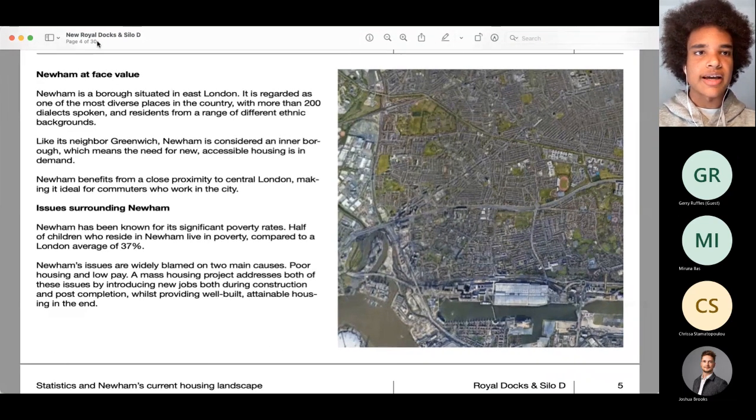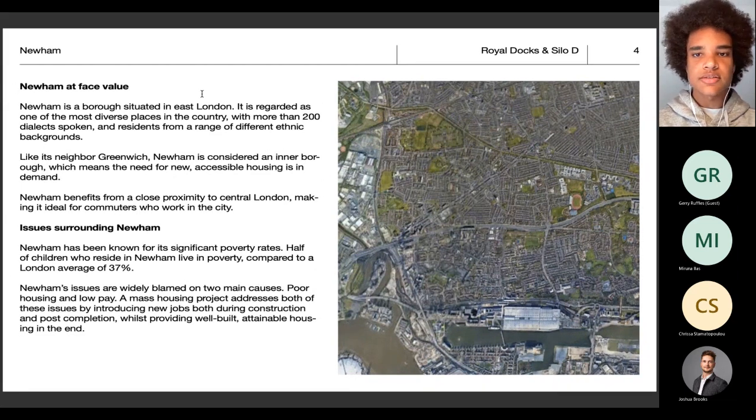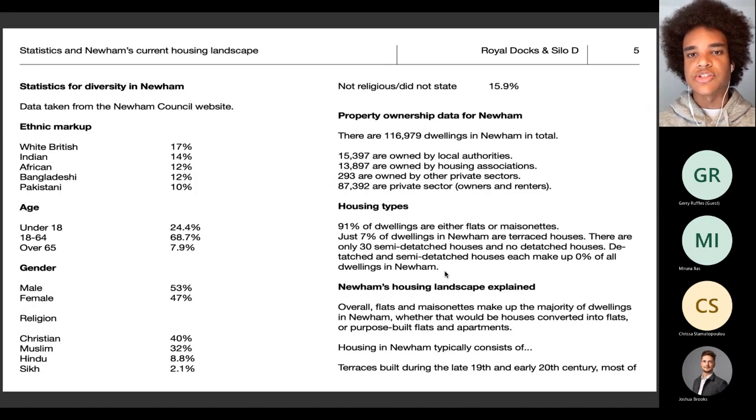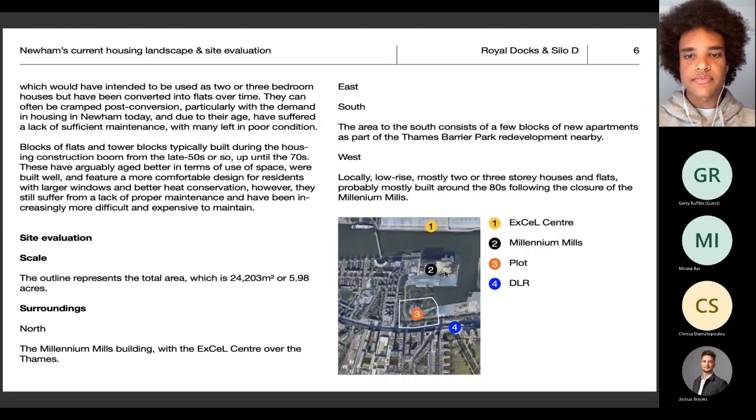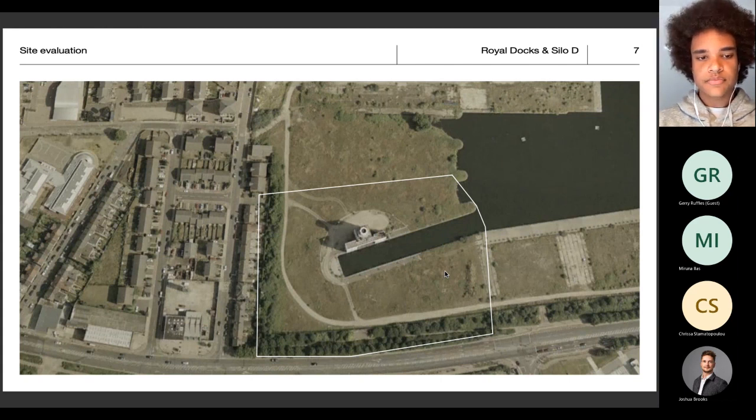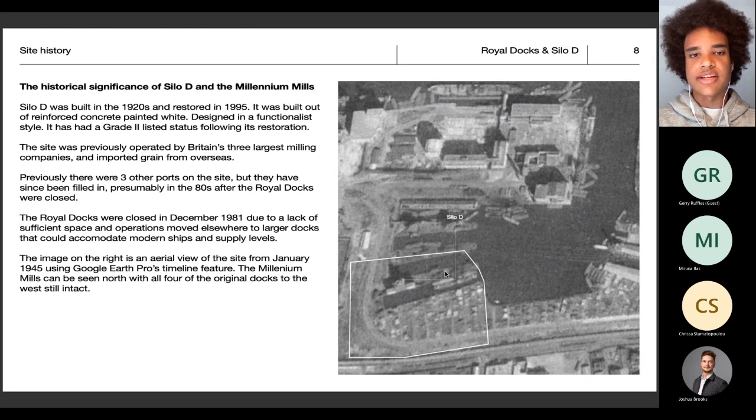So I started off by looking at the area that we were given. It's a plot in Newham, and the brief was to design a social housing scheme in this area surrounding a derelict silo, in an abandoned mill area. And it had to be high density affordable housing.